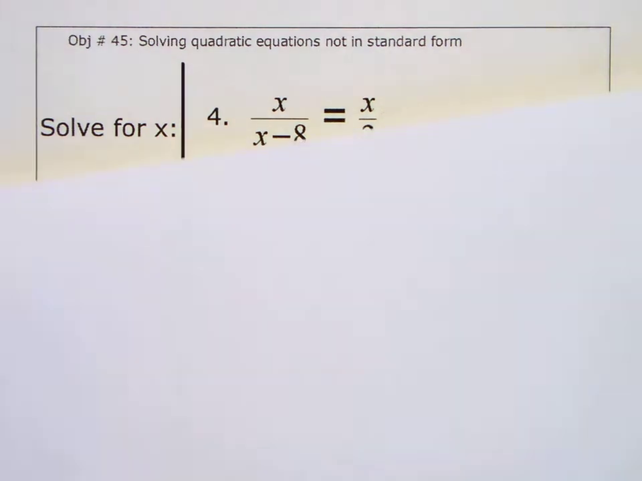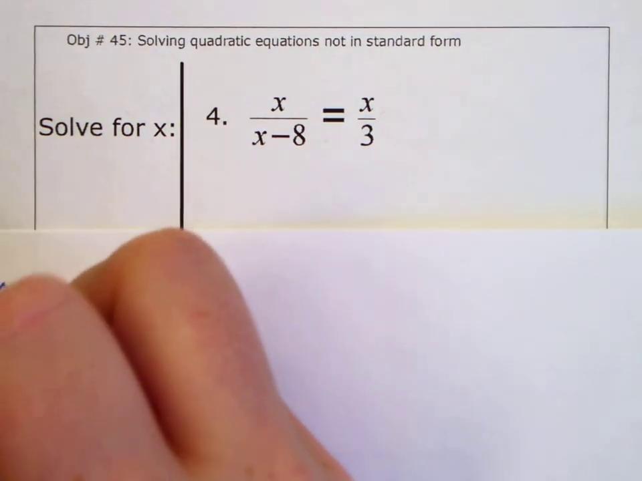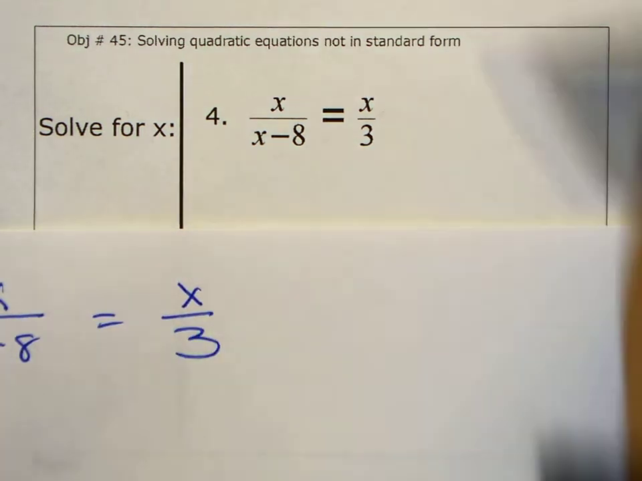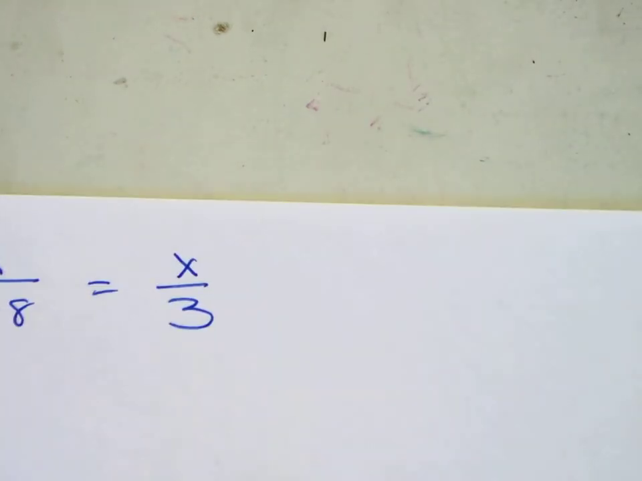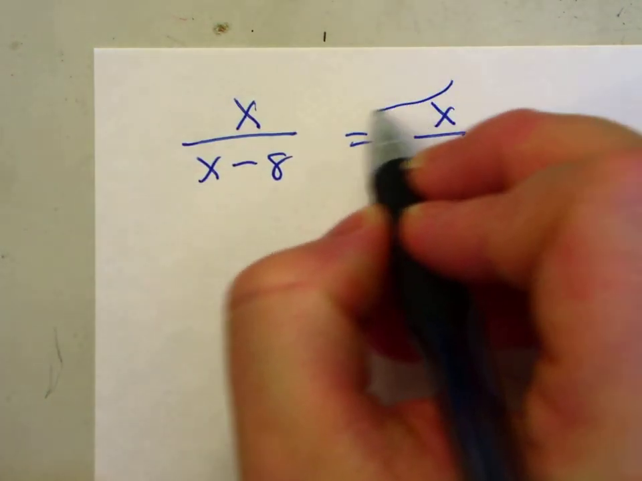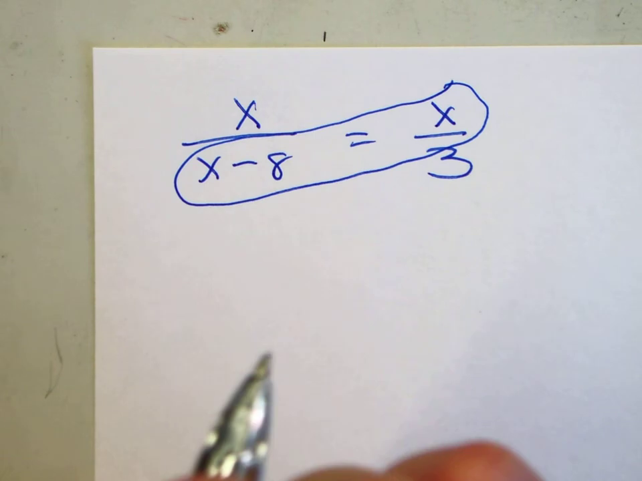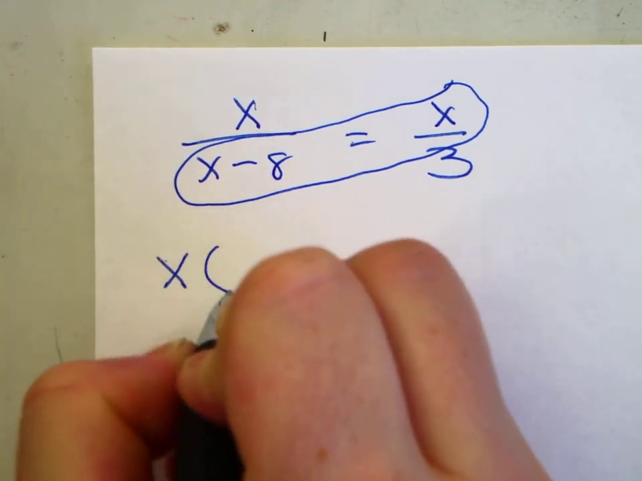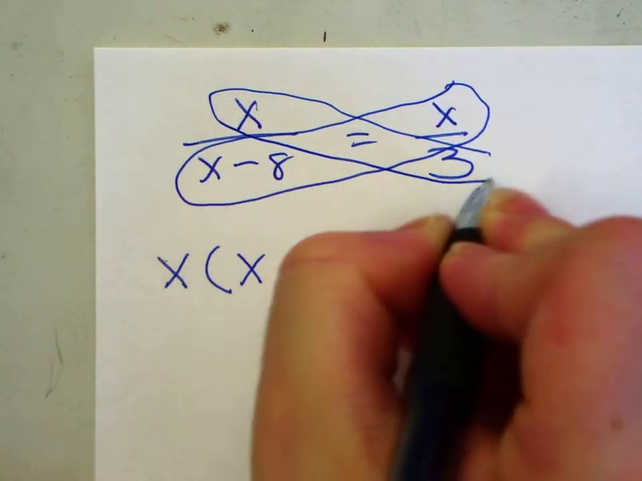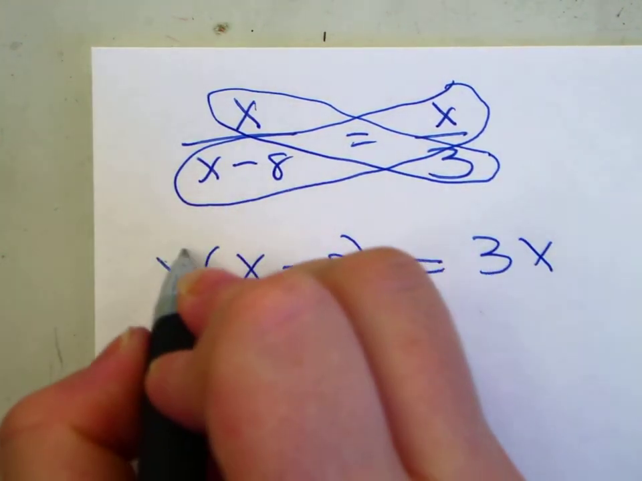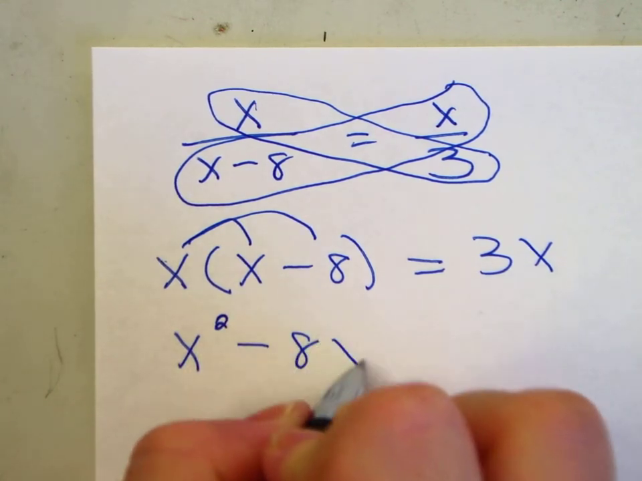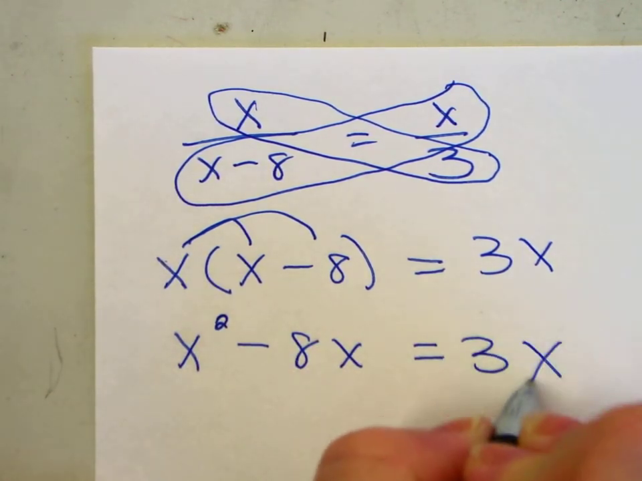Alright, well, let me do this on another page so we have more space. x over x minus 8 equals x over 3. Alright, so like before, we're cross multiplying. What do you get when you cross multiply here? I get x times x minus 8 equals 3 times x, which is 3x. Distribute: x squared minus 8x equals 3x.